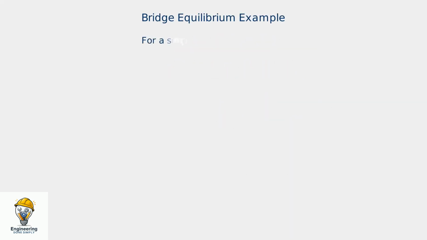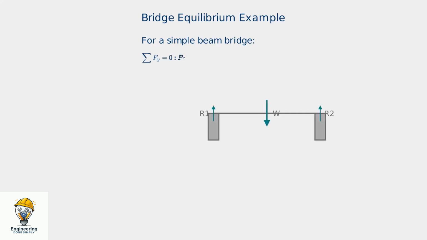Consider a simple beam bridge with weight W supported by reaction forces R1 and R2. Equilibrium equations ensure forces balance vertically and moments balance around a point. These calculations help engineers determine safe component strengths.